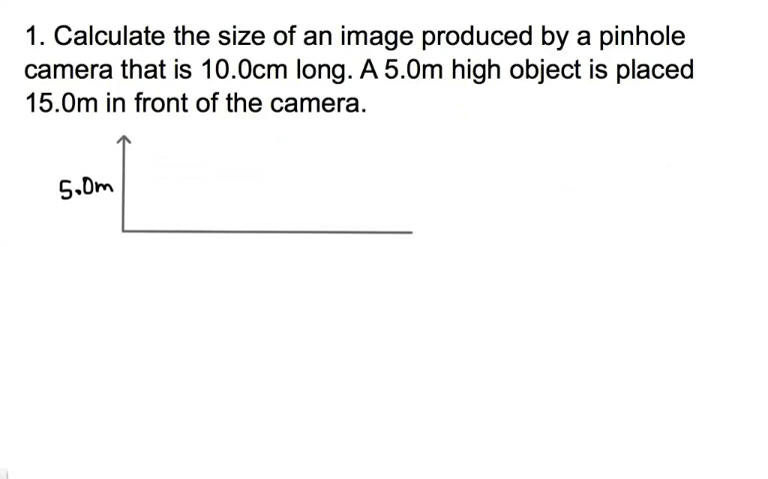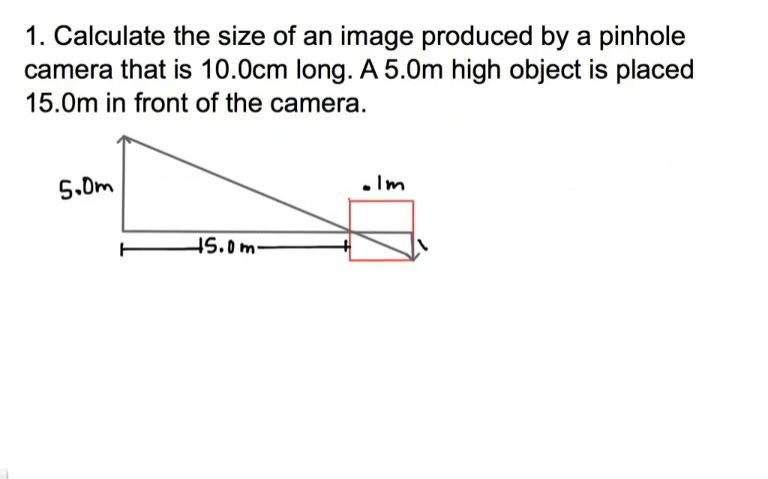So we have: calculate the size of an image produced on a pinhole camera that's exactly like the one we had before. That is 10.0 centimeters long and a 5.0 meters high object is placed 15 meters in front of the camera. So there's your object, there's your camera that is going to be 15 meters away, and you know that the camera is 10 centimeters long or 0.1 meters, so we can figure out for x.